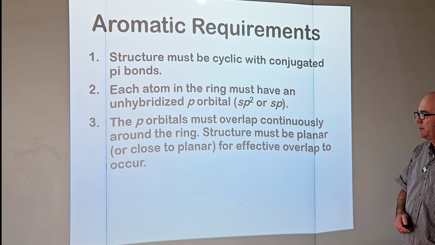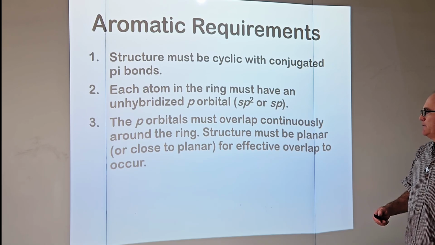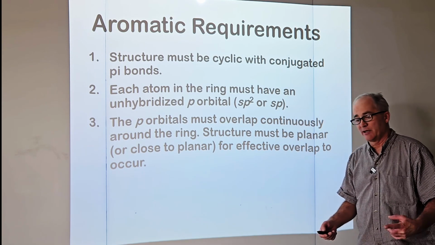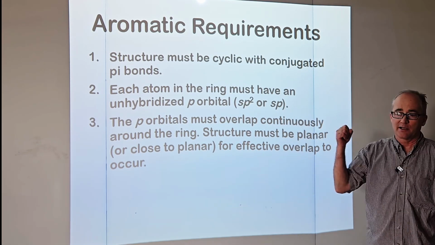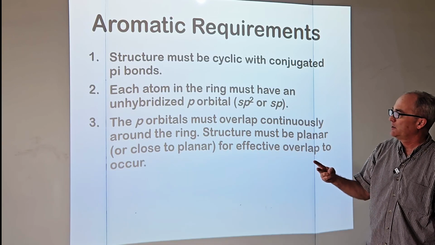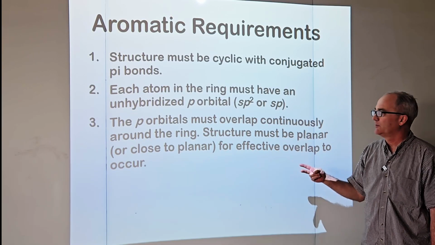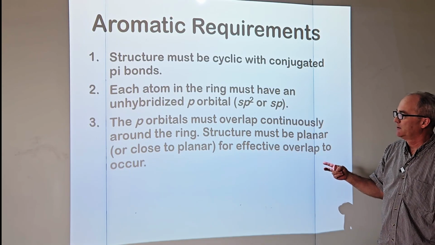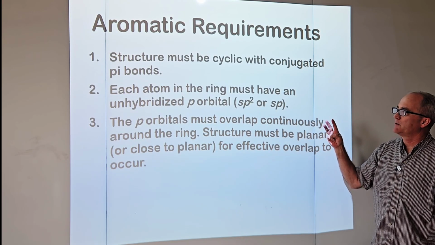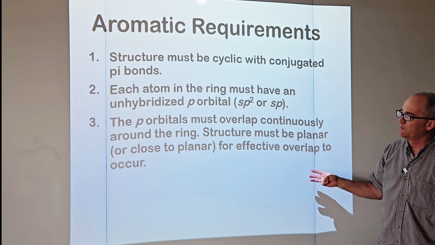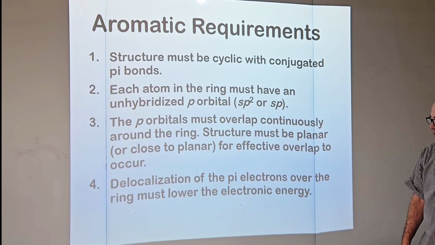Structure must be planar or close to planar for effective overlap to occur. So there might be some aromatic requirements. It's got to be cyclic, conjugated, can't have any sp3 carbons in there, and a planar structure. That would be a paraphrased Cliff Notes version of these three things.